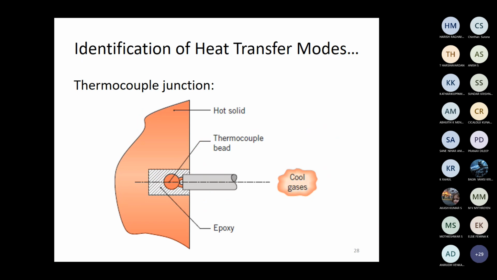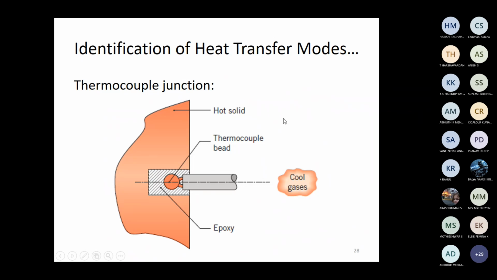Coming to the third example, this is a thermocouple junction. Thermocouple junctions are used to measure the temperature of any object. So how will the temperature be measured? Just like our mercury in glass thermometer, the bulb which carries the mercury is subjected to the heat transfer of the body which is supposed to be hot or cold.